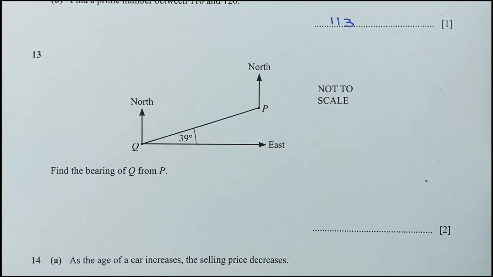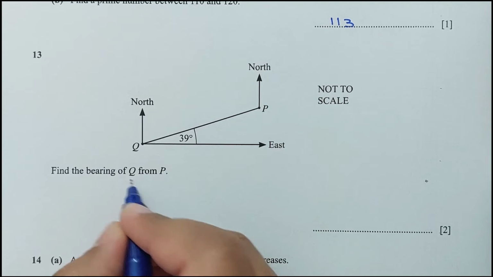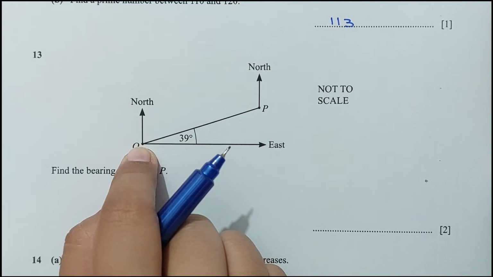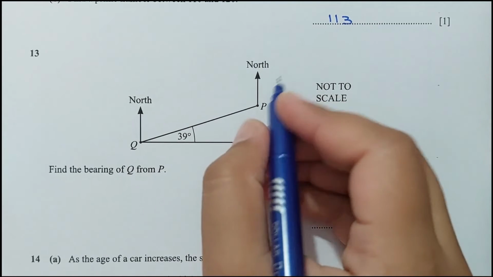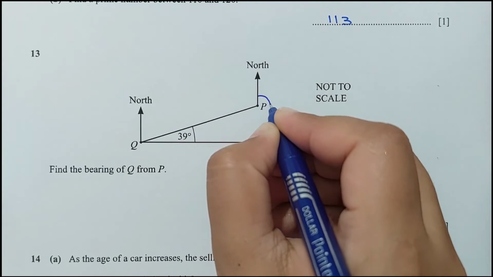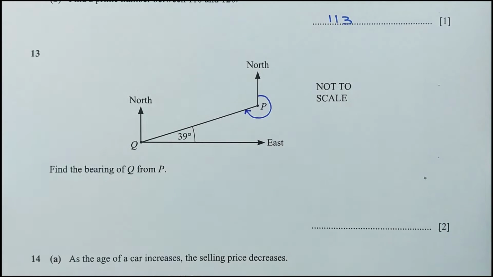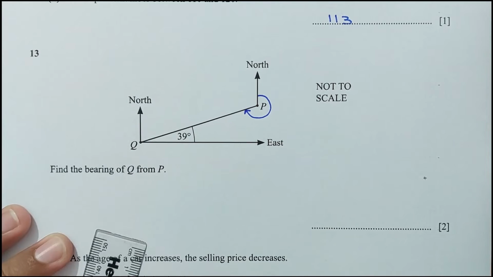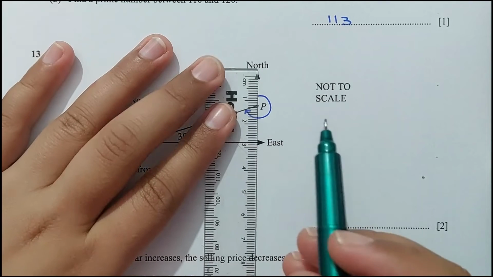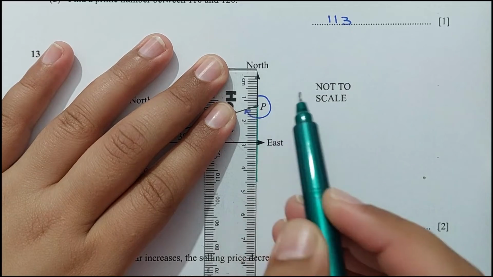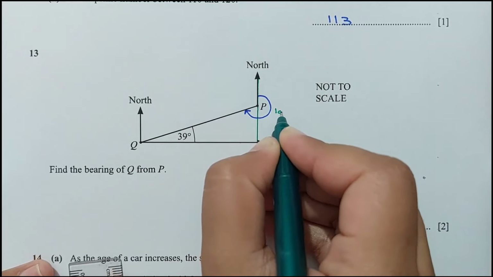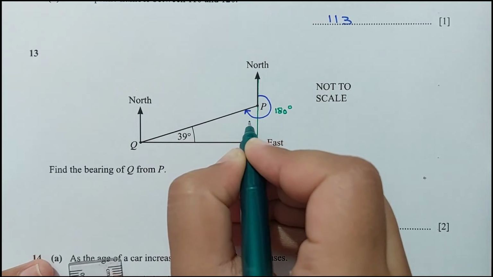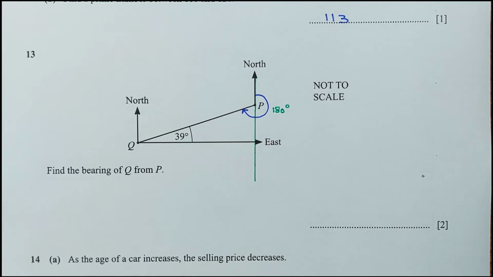Okay, moving to question number 13. Find the bearing of Q from P. The bearing of Q from P means from the north line at P to Q, this is the angle we have to calculate. If I draw the straight line here, as you can see, this straight line is 180 degrees, so this angle is 180. In 180 degrees, we have to add something to get that bearing, right?